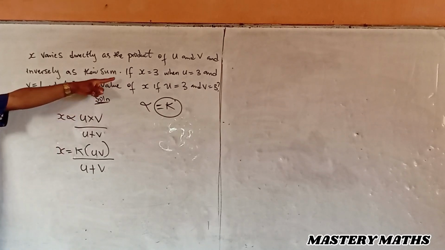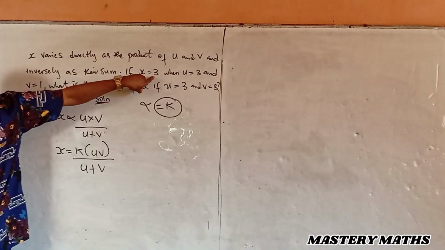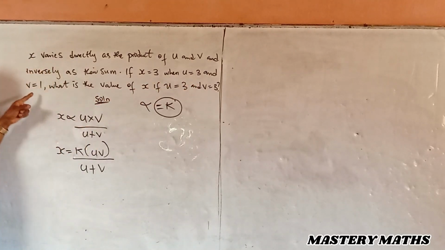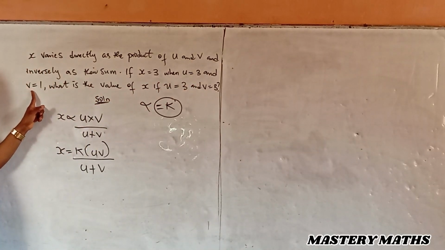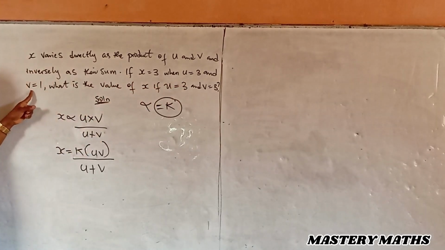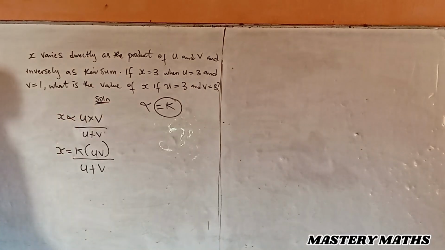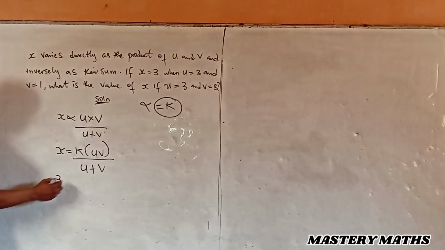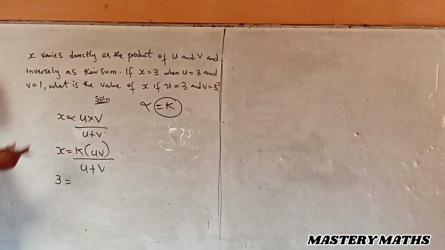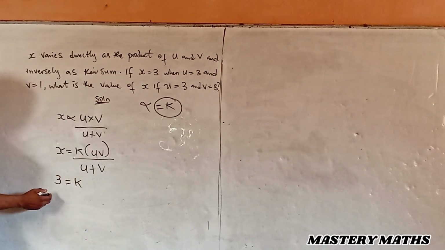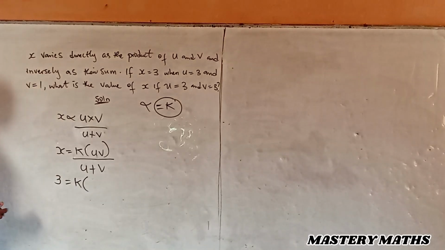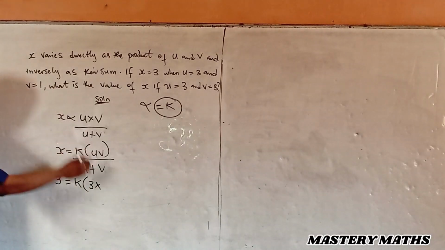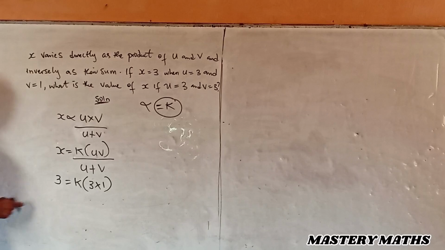Now we have numbers there we need to substitute. They say if x is 3 when u is 3 and v is 1. Now let's work on this first one before we go to the second one. They said our x is 3. That means anywhere you see your x, you replace it with 3. Equal to, they didn't give us the k, which is the constant. You have your k, open your bracket. Now what is your u? They said u is 3, 3 times, what is the v? v is 1. You close the bracket.